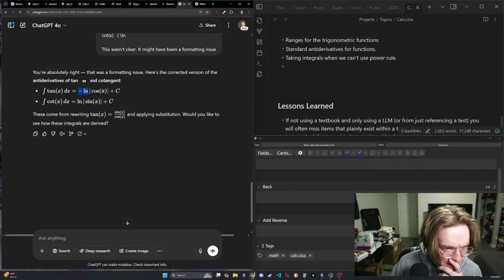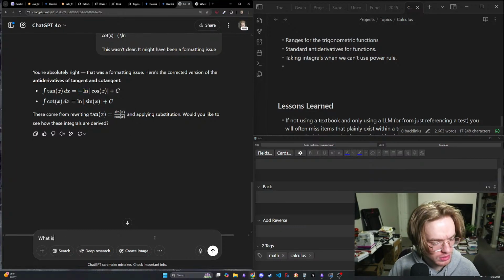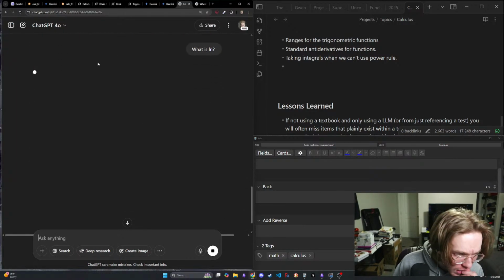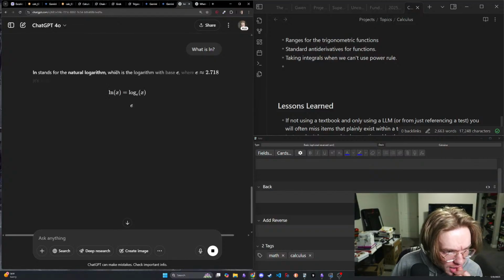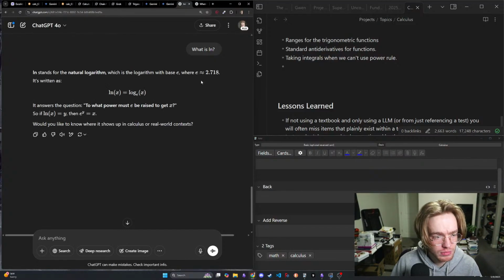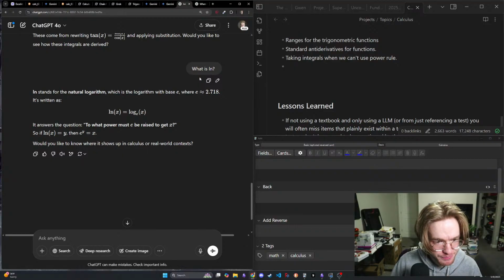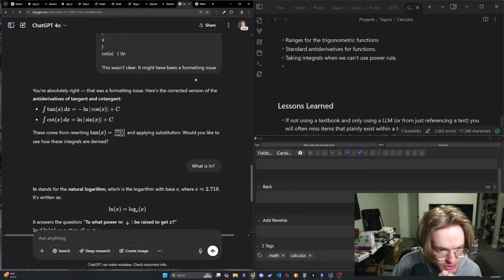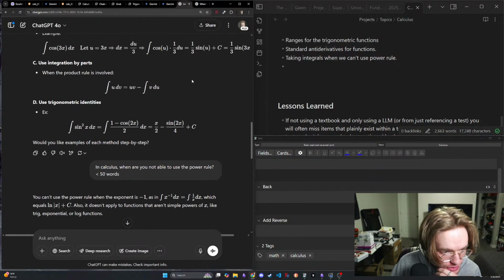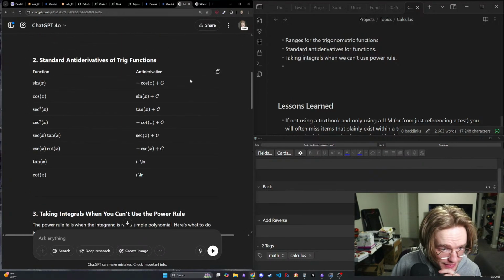The ln? Natural logarithm. Wow, I never knew it was ln for natural logarithm. Interesting. Okay, I think I'm just going to grab what I feel to be the most important ones.